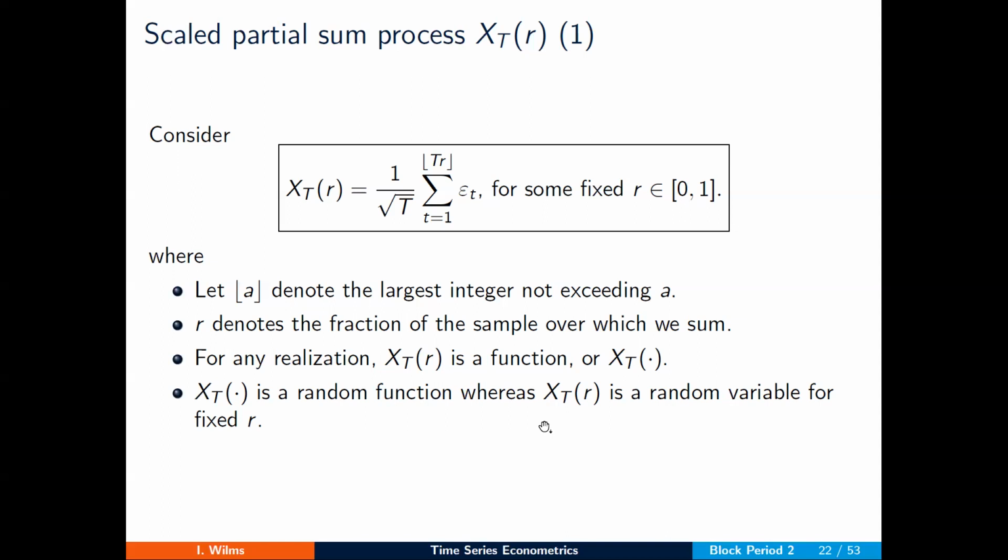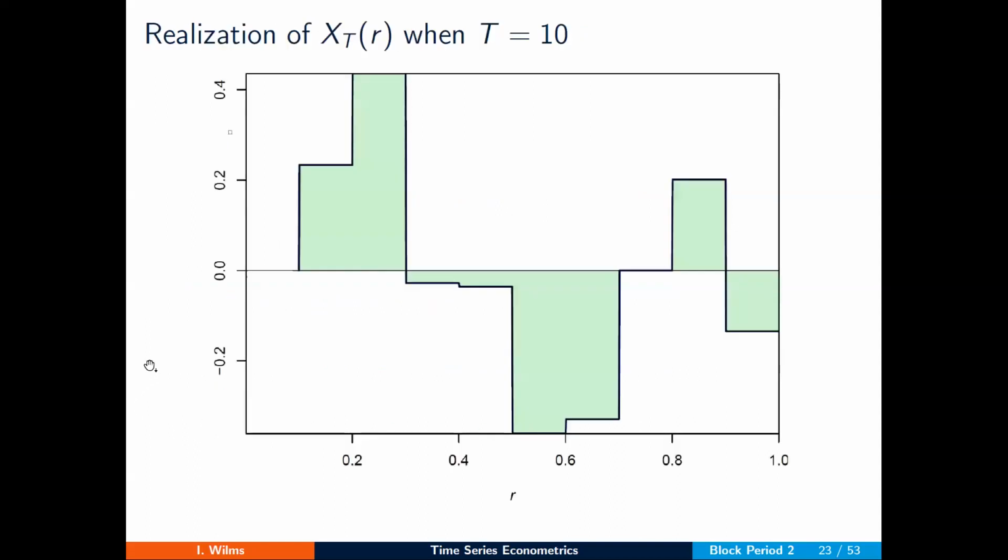Now, how does a realization of our scaled partial sum process look like in practice? Well, here is an example. Let's say that we have 10 observations, so capital T equals 10. And we can visualize this realization as a function of r displayed on the horizontal axis, where r goes from 0 up until 1. And remember, r is the fraction of the errors over which I sum. So when I draw 10 IID errors, at r equal to 0, I sum none of them. So the value of my scaled partial sum for r equal to 0 is equal to 0.